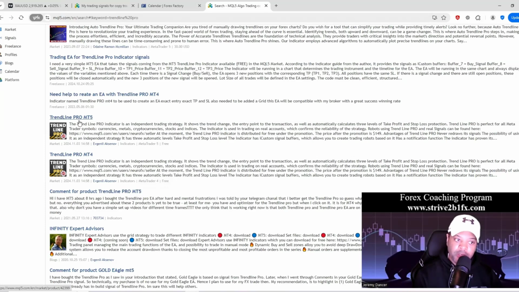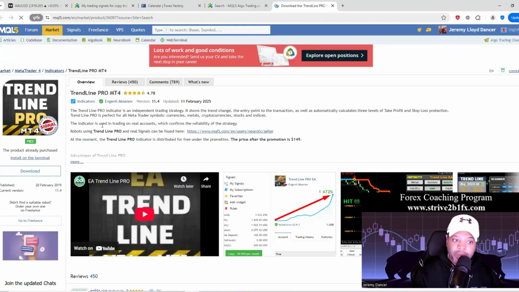You can choose the MetaTrader 5 or the MetaTrader 4. The MetaTrader 5, I think you have to pay for it. But currently, the cool thing about this is you can add this to your MetaTrader 4 and you can still get the benefits of the signals it provides. And, this has a 4.78 rating out of 5, which is insane.